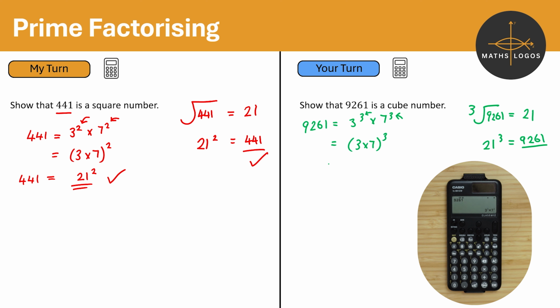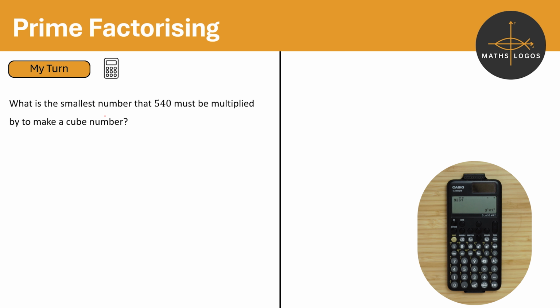And like before, another way that we can write this is as 3 multiplied by 7 all cubed. And we'll do our bracket. 3 multiplied by 7 is 21. So we've shown that 9,261 is 21 cubed. Now the reason I'm showing you this is because the next question uses this idea quite heavily. So let's apply what we've learned in the previous example to this question.